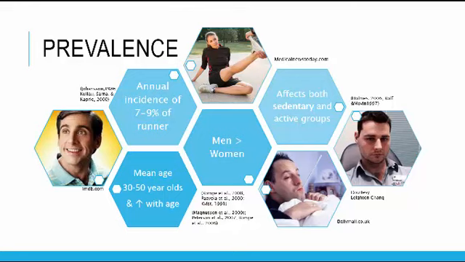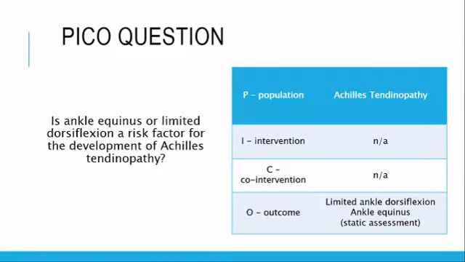in this particular area. To undertake our research, we first developed a PICO question to address the etiology of Achilles tendinopathy. We decided that the population or problem should be those with Achilles tendinopathy. An intervention and co-intervention were deemed unnecessary as we were only interested in the etiology at this point in time. And our outcome was those with Achilles tendinopathy also had to have either a limited dorsiflexion or an ankle equinus, which then led us to the overall question. Is ankle equinus or limited dorsiflexion a risk factor for the development of Achilles tendinopathy?